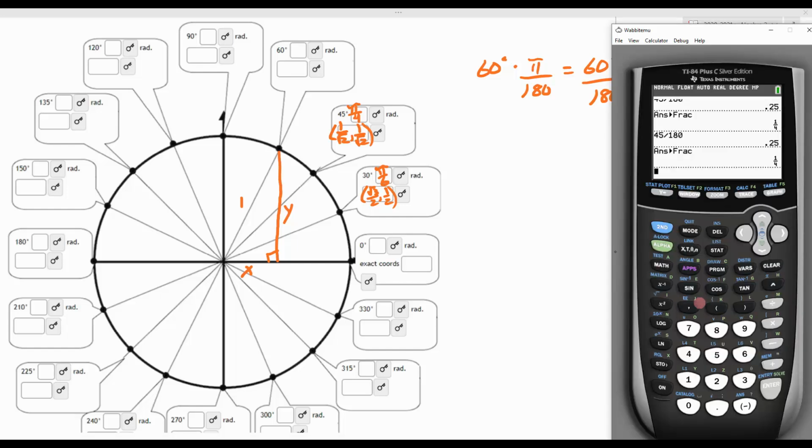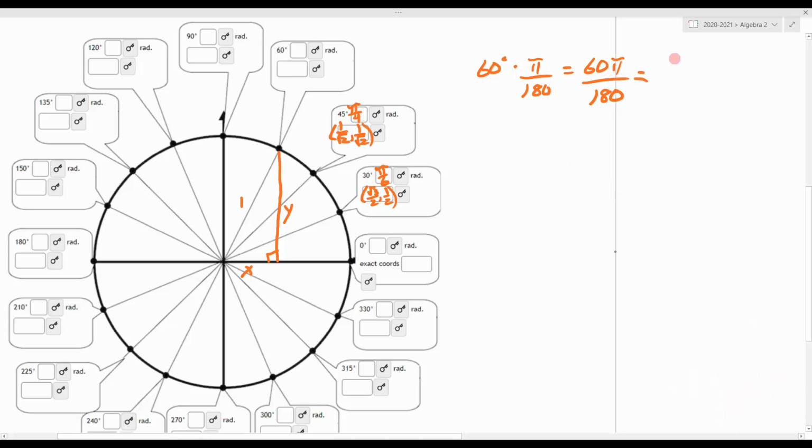I'm going to bring up my calculator here and do 60 divided by 180. And we'll do a quick conversion to a fraction there. So we get 1/3, right? So we get 1 over 3. So that's 1 pi over 3. So I'm just going to say pi over 3 for the radians.